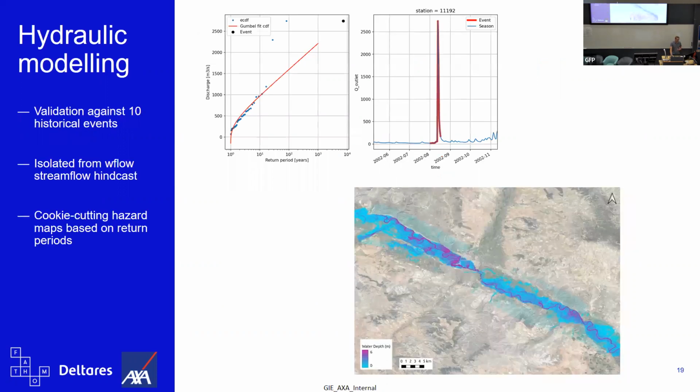And that eventually then leads to us being able to compute things like impacts with a certain return period, which is important for insurance. And also this is validated. We look up, does this method actually work?